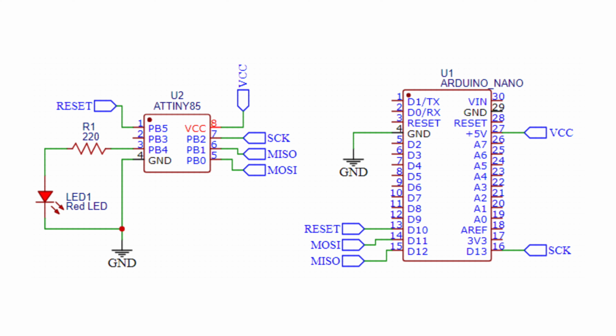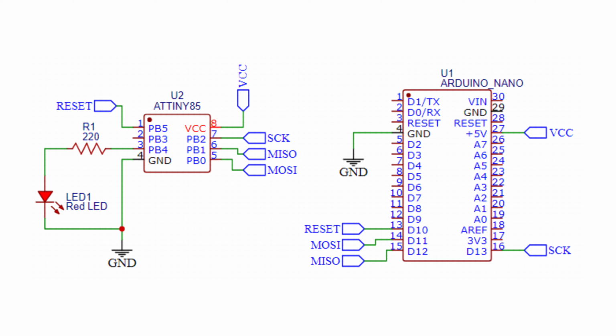The reset, MOSI PB0, MISO PB1 and SCK PB2 pins of the Attiny85 are connected to the corresponding D10 reset, D11 MOSI, D12 MISO and D13 SCK pins of the Arduino Nano board. The VCC and GND pins of the Attiny85 are also connected to the plus 5V and GND pins of the Arduino Nano board to provide power to the microcontroller.